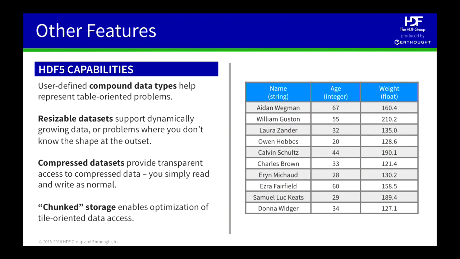HDF5 comes with many other features that can help to solve problems. For example, much like the NumPy structured array, you can define compound types in HDF5 that represent table-oriented problems. HDF5 datasets, created with the right options, can also become dynamically resizable. So, for certain problems, where you may not know ahead of time what shape you want, HDF5 can adapt. HDF5 datasets can also provide transparent compression, which means that you can read and write data as normal, but HDF5 will compress that data when stored to disk. And HDF5 comes with a variety of different storage methods that allow you to optimize access for different use cases.